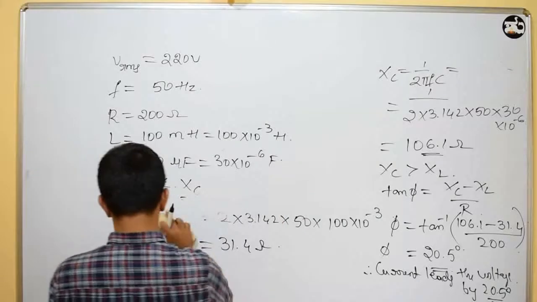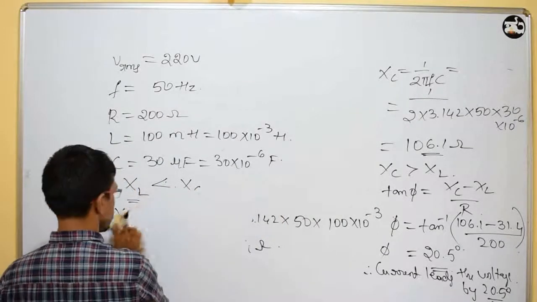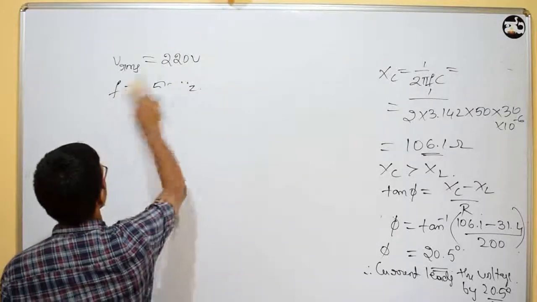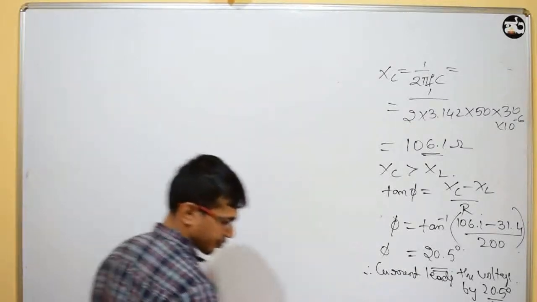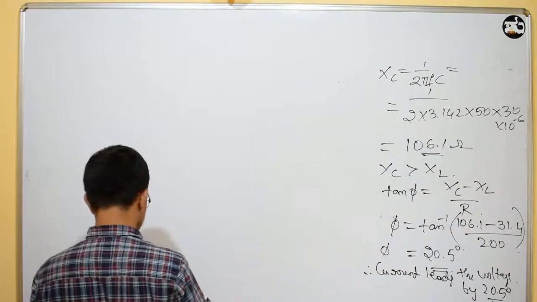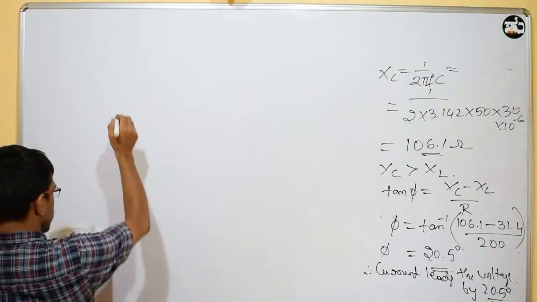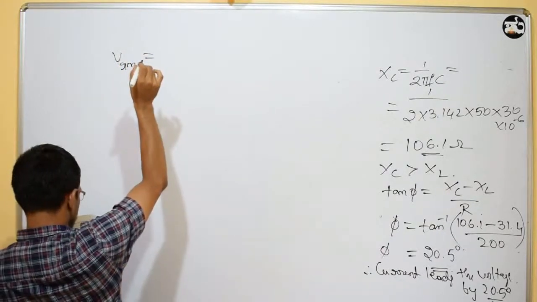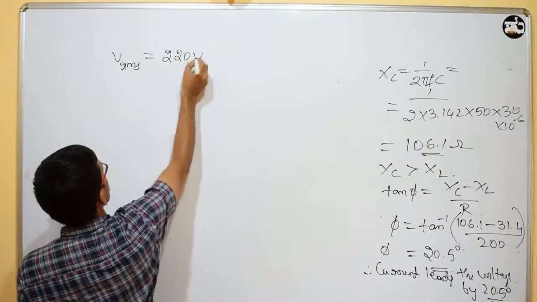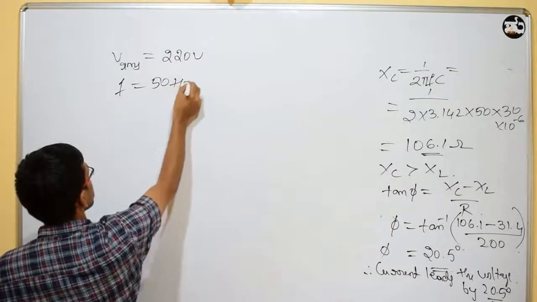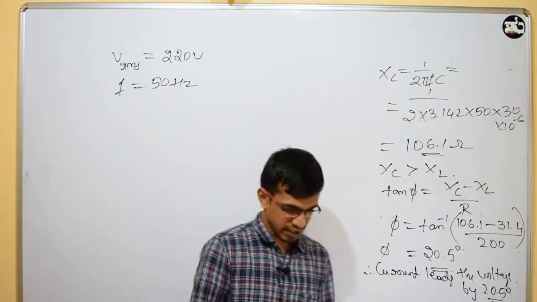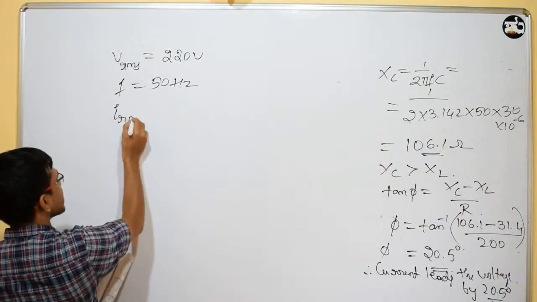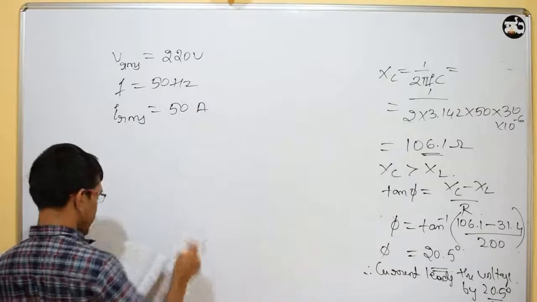An inductor and a bulb connected in series to an AC source. Try to write the given information so that you can easily solve the problem. What is given? AC source Vrms is given. Vrms is equal to 220 volt and frequency is 50 hertz. Current of 11 ampere, so clearly it must be IRMS. IRMS is equal to 50 ampere.